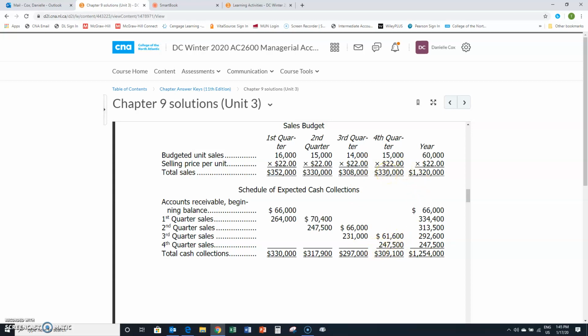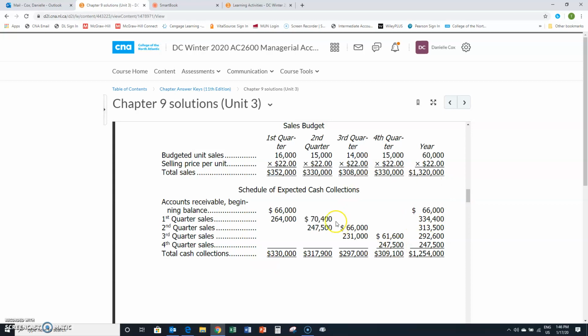So of that $330,000, 75% of that is expected to be received this quarter, which is $247,500. The other 20% is going to be expected to be received the following quarter, but that's not in this time period. That's the next year. So, for example, if we were going to do financial statements, that 20% that's expected to be received the following quarter would be on our statements as accounts receivable. But here we're not asked that, so just make sure you only include the portion that's expected in that quarter.